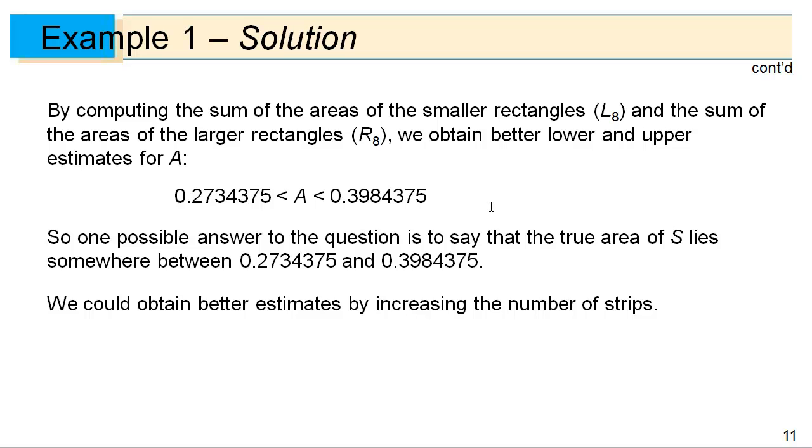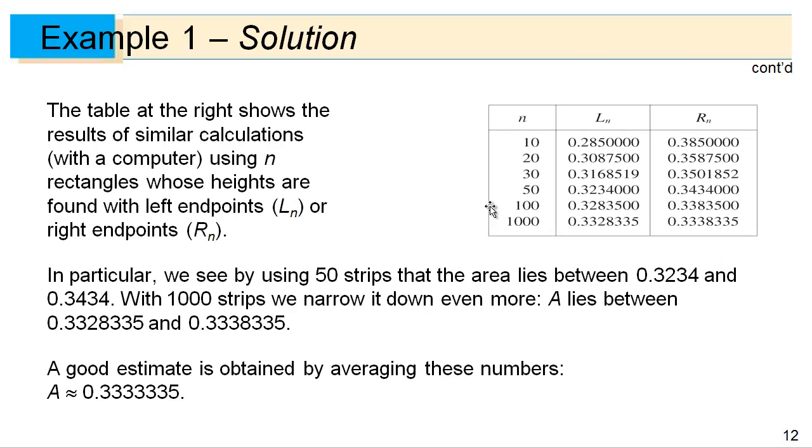And by doing this, for instance, if you did the math with 8 rectangles, you now get this closer approximation. So now we're narrowing that window down. It's somewhere between 0.27 and almost 0.4. And then we can keep going and keep going. And this is what happens as you keep going and keep going, right?